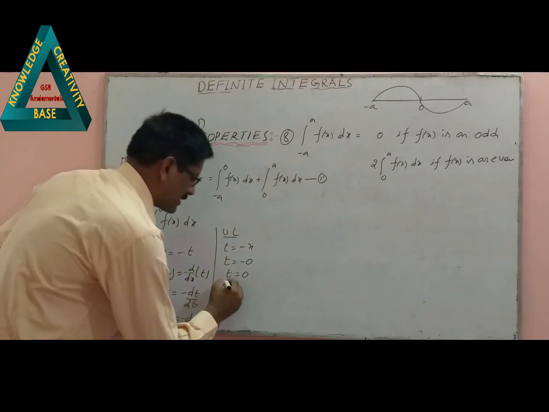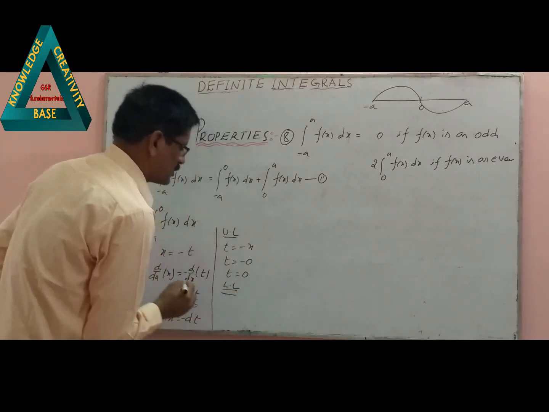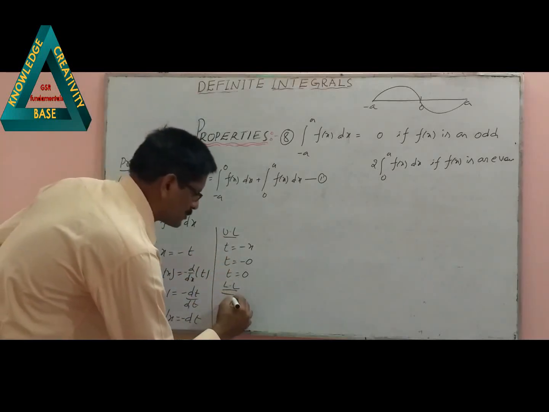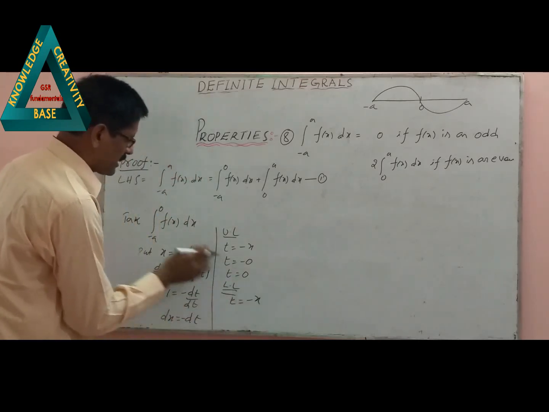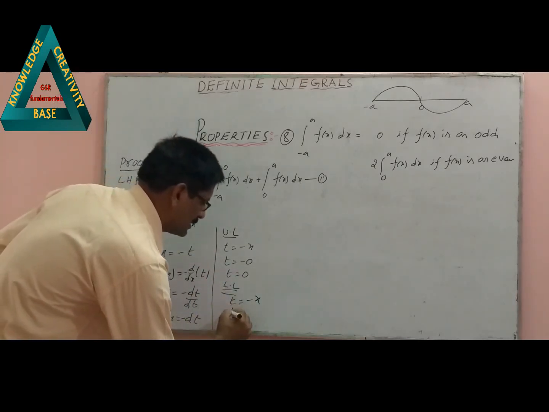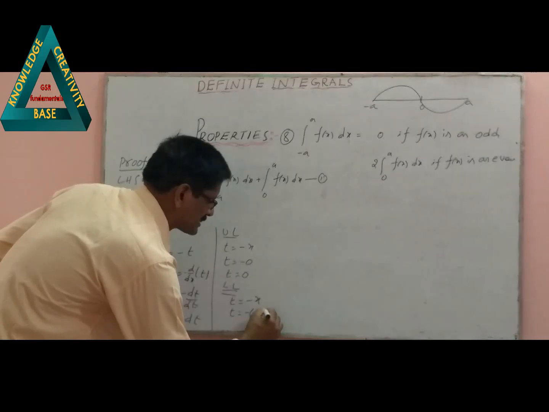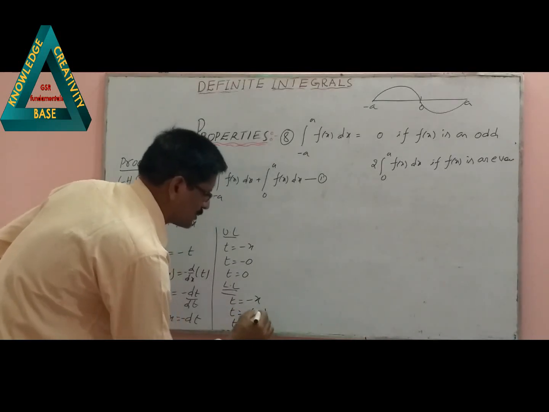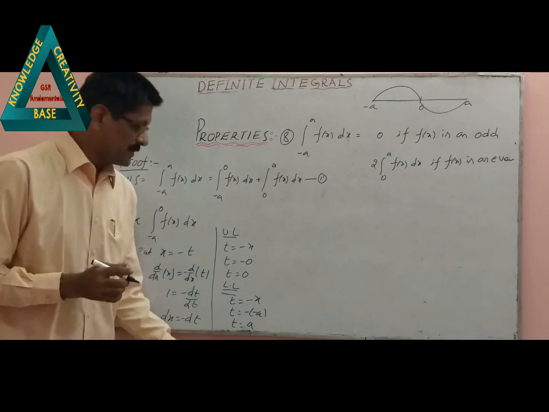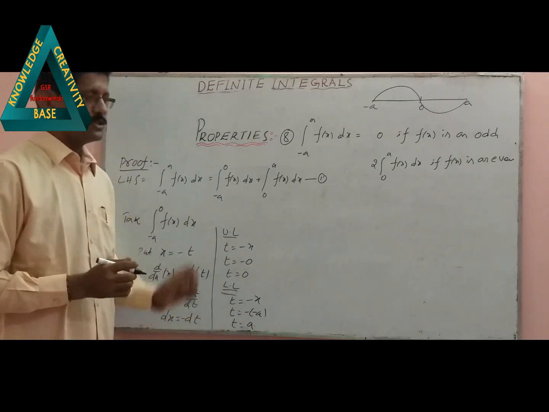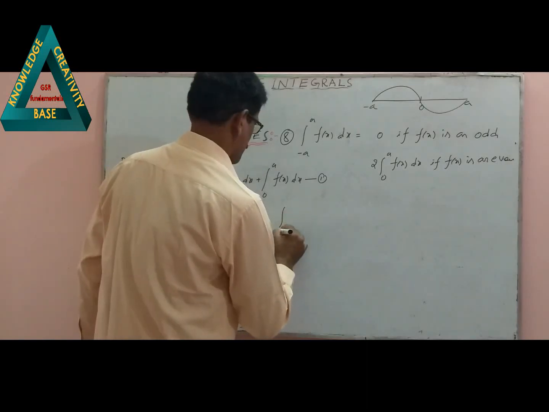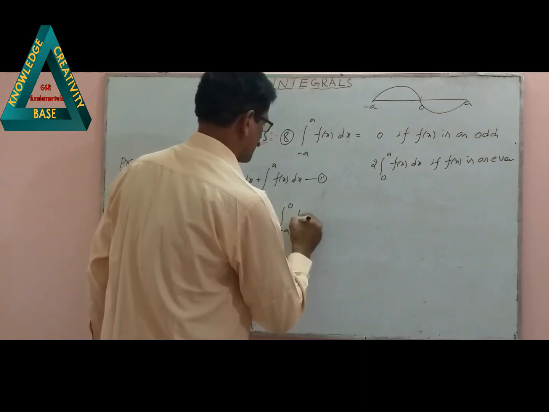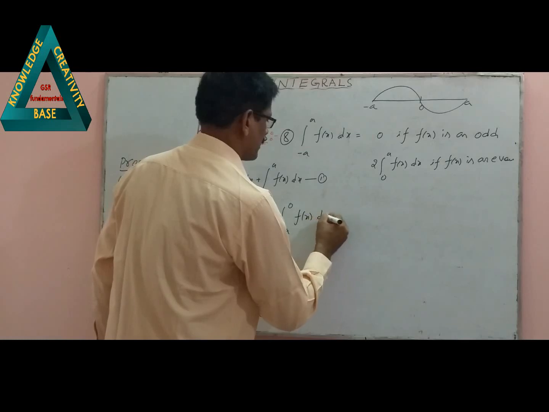What is the lower limit? So t is equal to minus x. The x variable's lower limit is minus a. So t is equal to minus of minus a, that is t is equal to a. The t variable's lower limit is a and the upper limit is 0. So the value of the integral from minus a to 0 of f of x dx.